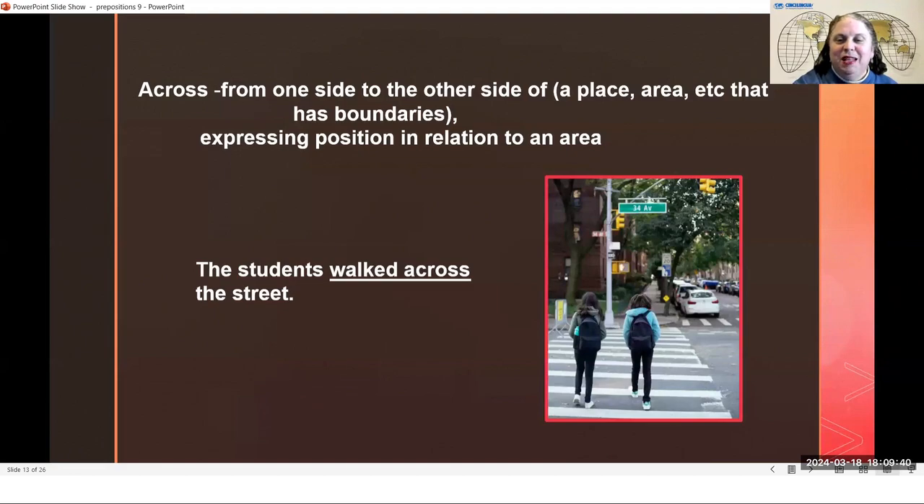And then this one is very common, to walk across the street. You start on one side of the street and you go to the other side of the street. Walk across the street.